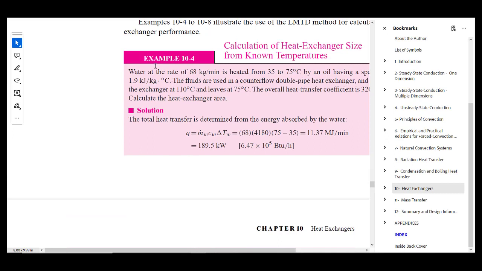Okay, this example is example 10.4 from chapter 10, which is related to heat exchangers. But let me, as usual, introduce the reference that we are working on.